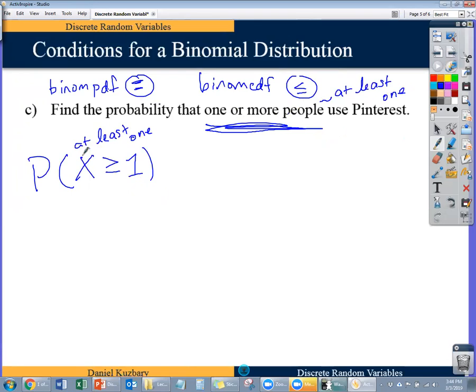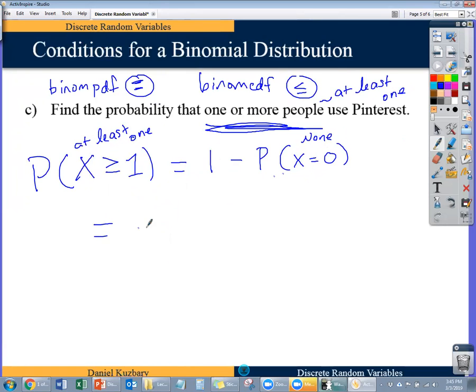The probability that at least 1 person uses Pinterest is equal to 1 minus the probability that nobody uses Pinterest, which is X equals 0. So the chance that I have at least 1 person is equal to 1 minus the probability that no people use it. This is going to be easy to find. This is going to be hard to find. So let's do the 1 minus the complement trick. The complement of at least 1 is none.